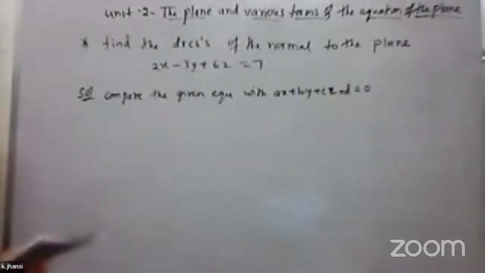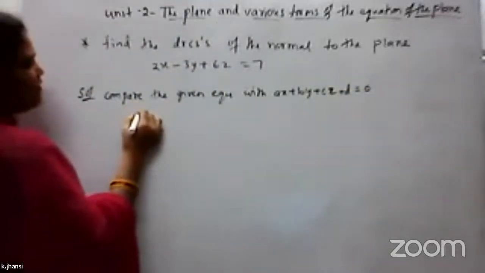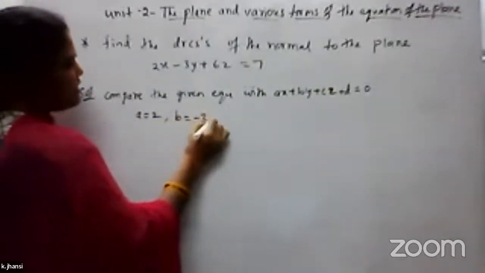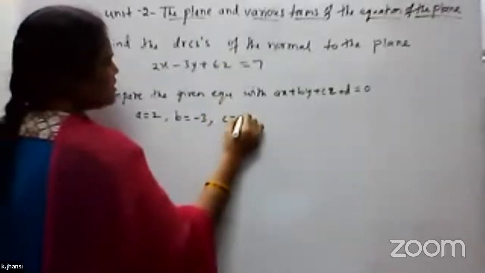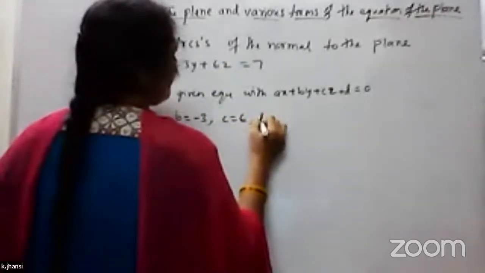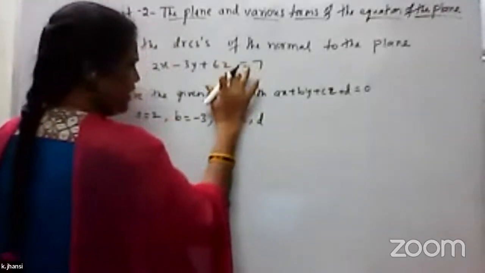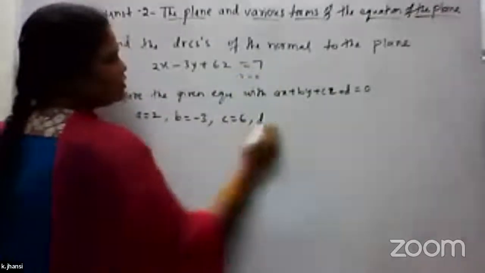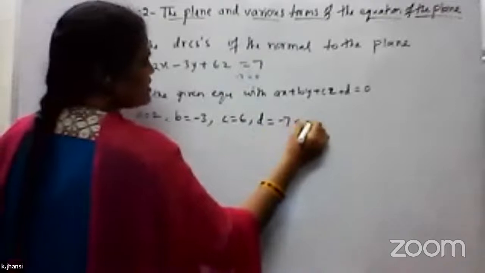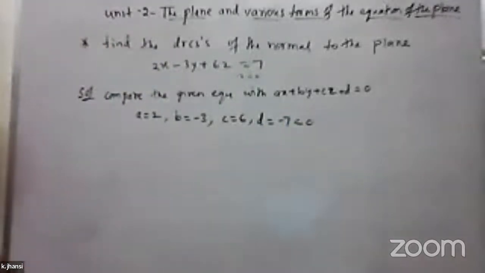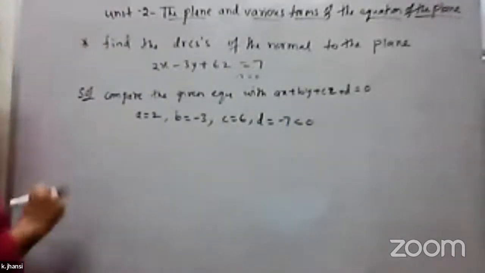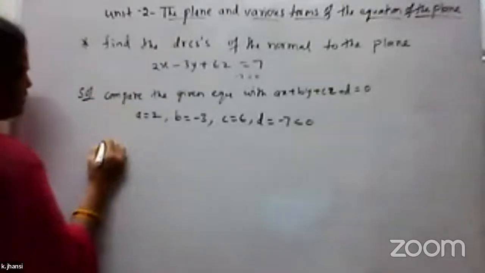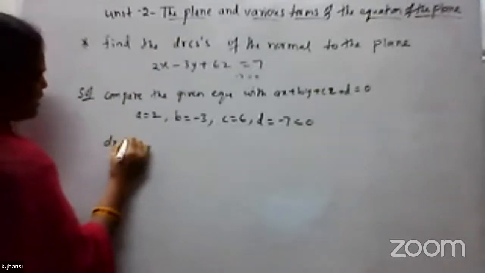So when you compare them, what values will you get here? a is 2, b is -3 and c is 6, and d, if you take this inside, you will get -7. That is, -7 equals 0. So d equals -7, it is less than 0. Okay. So now we have to find the direction cosines. So direction cosines means what?